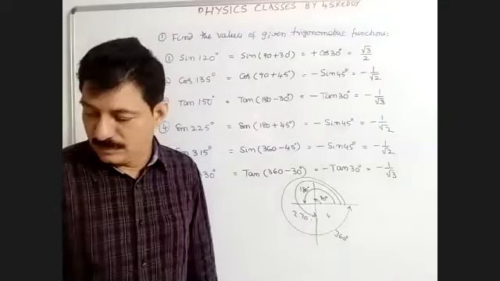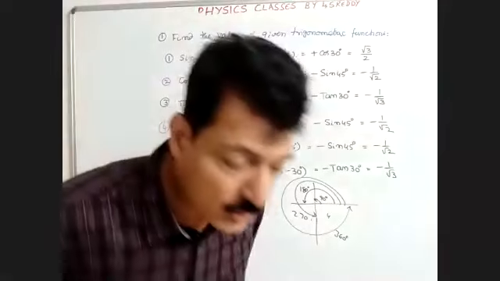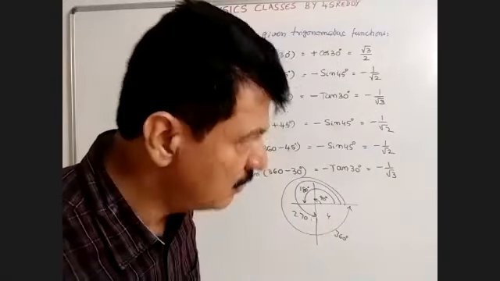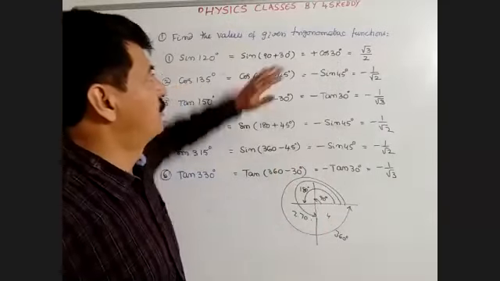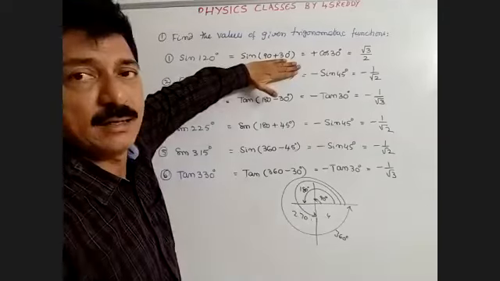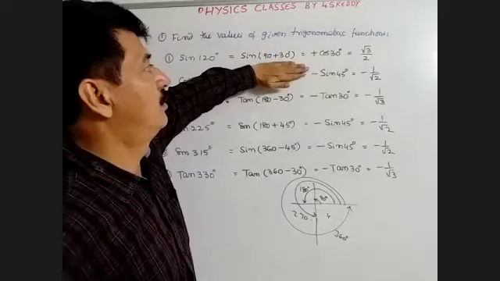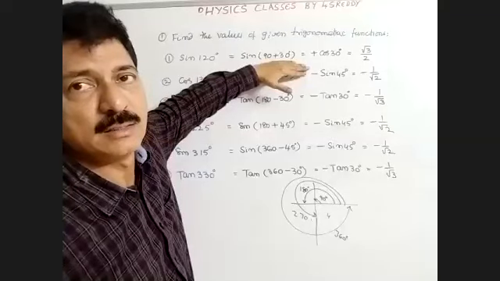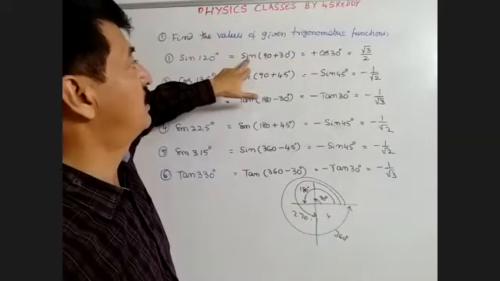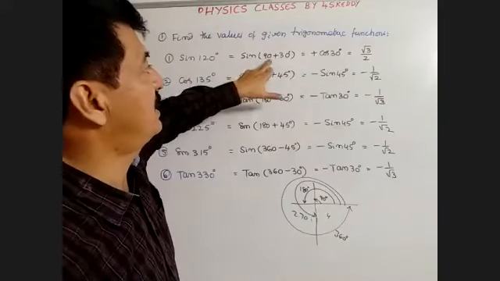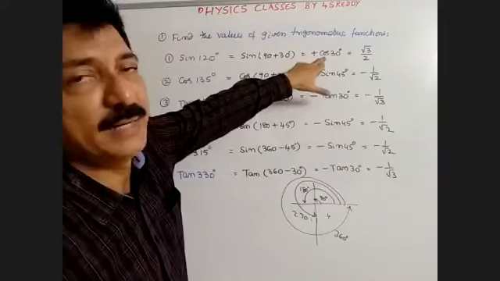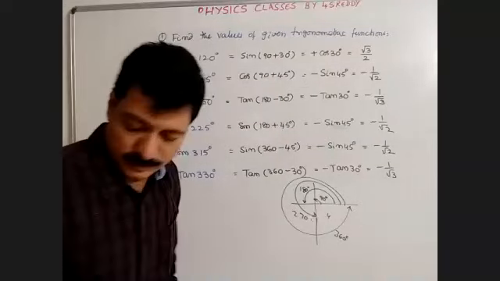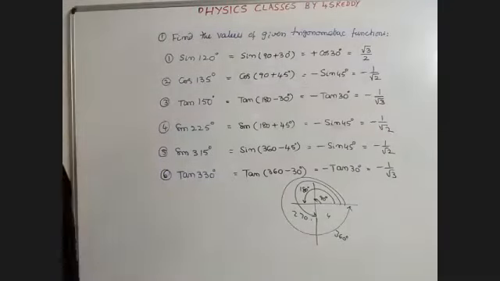How do you understand the quadrant, sir? Suppose you take 90 plus theta. 90 plus theta means it enters the second quadrant. In the second quadrant, sine is positive. But for the function sine of 90 plus theta, it becomes cos. Understood, sir. Thank you, sir.